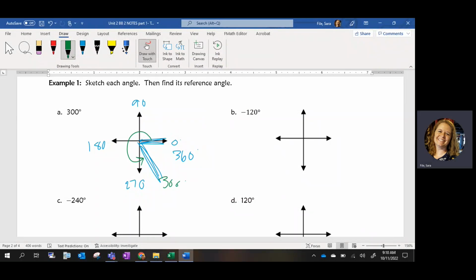All right, now negative 120. If I'm going in the negative direction, this is negative 90. This is negative 180. So negative 120 is between those. It's 30 degrees past 90, so it's going to be a little closer to the negative 90, and then I'm going to show that I went in the negative direction to get there and show that arrow. And I will label it as negative 120.